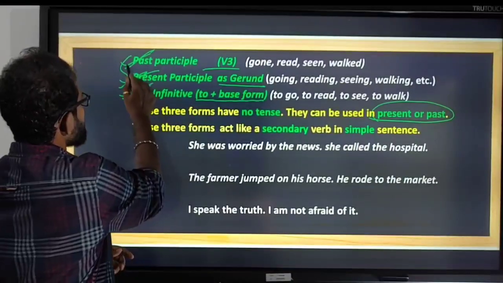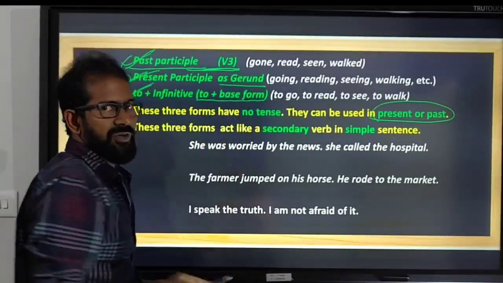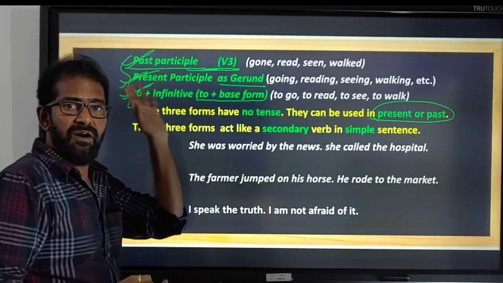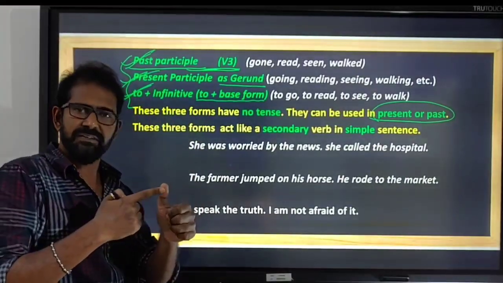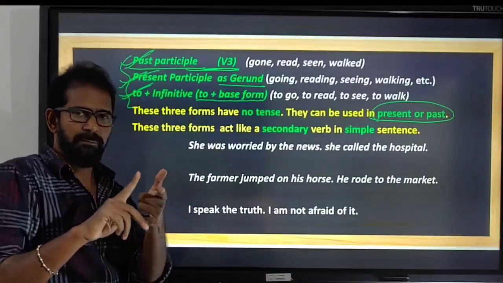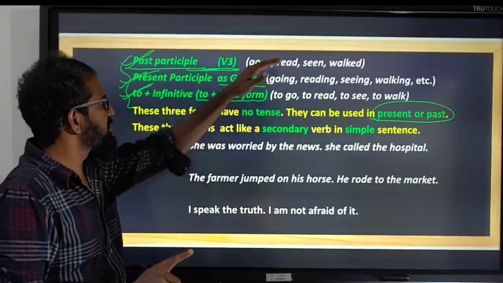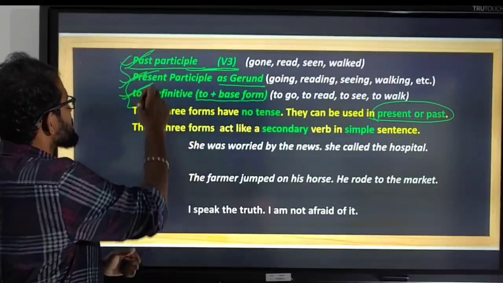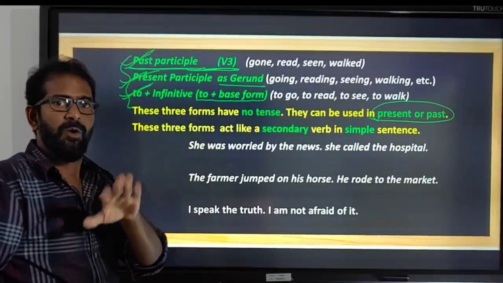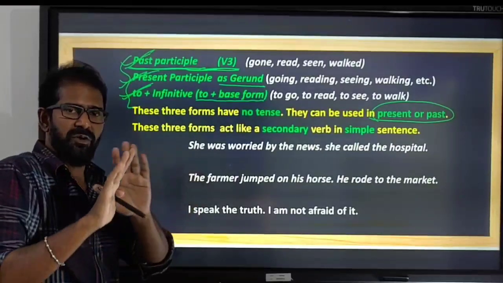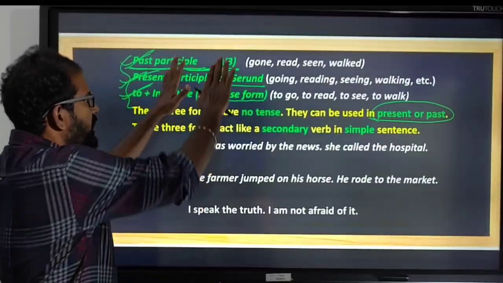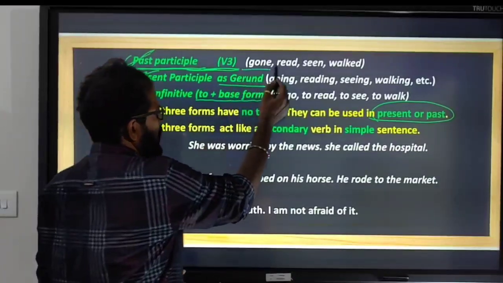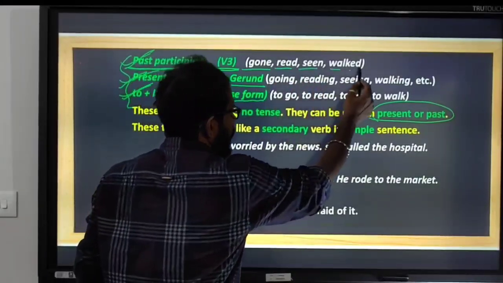Now, when it comes to the past participle V3, we have discussed earlier that V3 we use along with the helping verb, in present perfect and passive voice. But here we use the past participle without a helping verb, like gone, read, seen, walked.